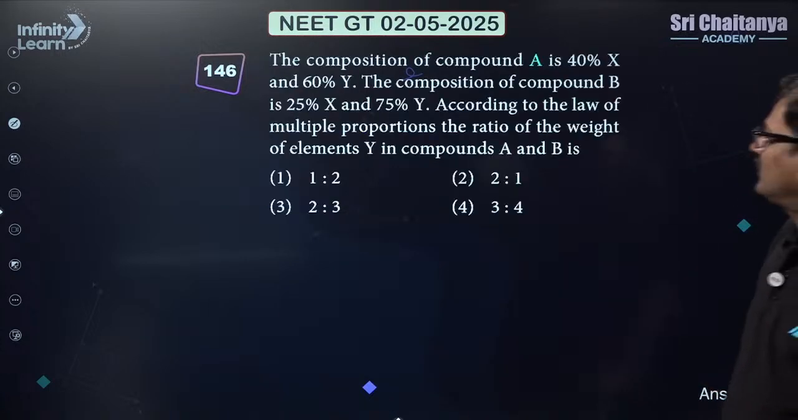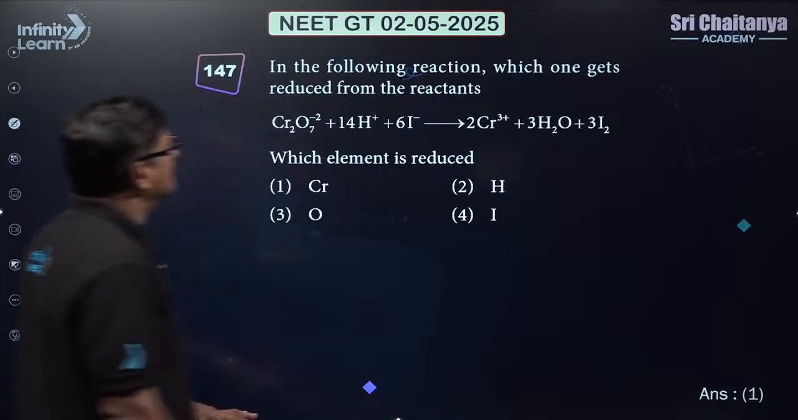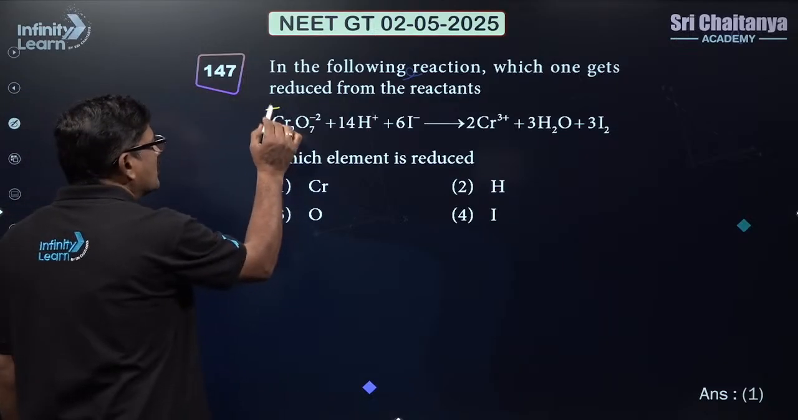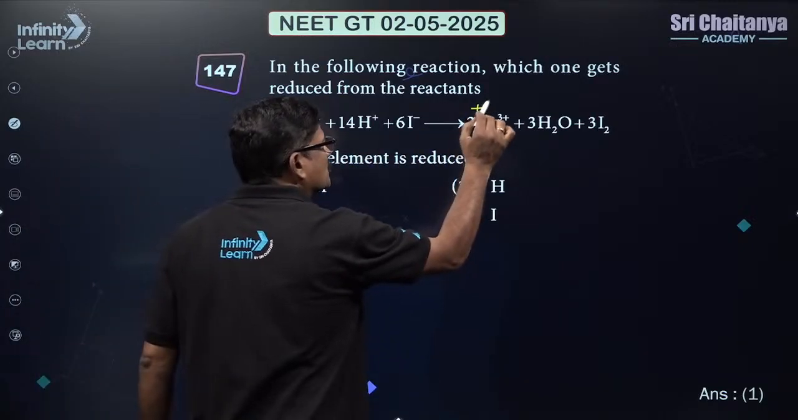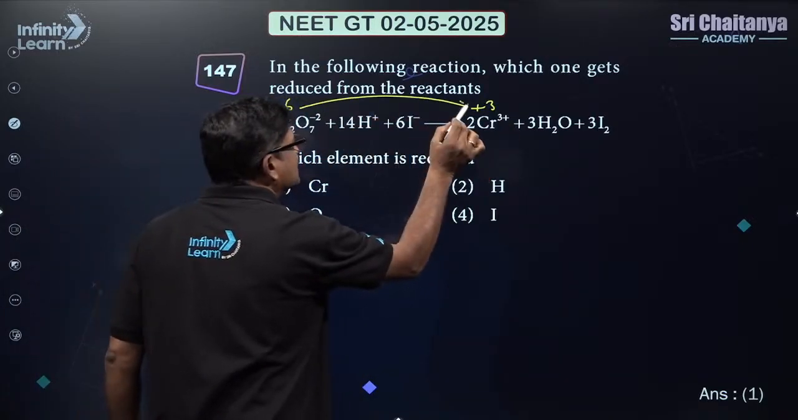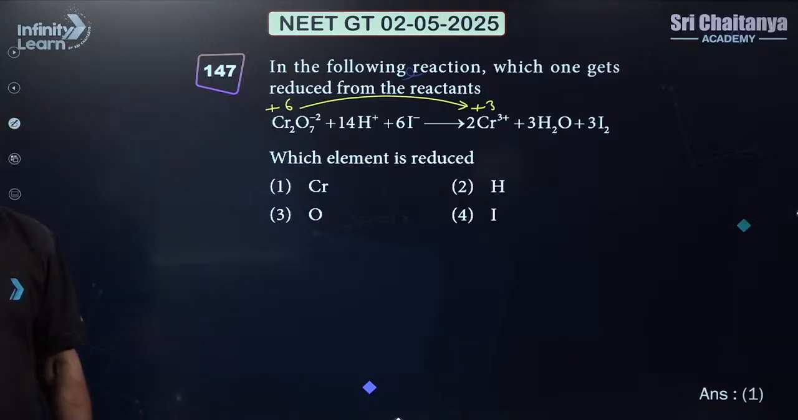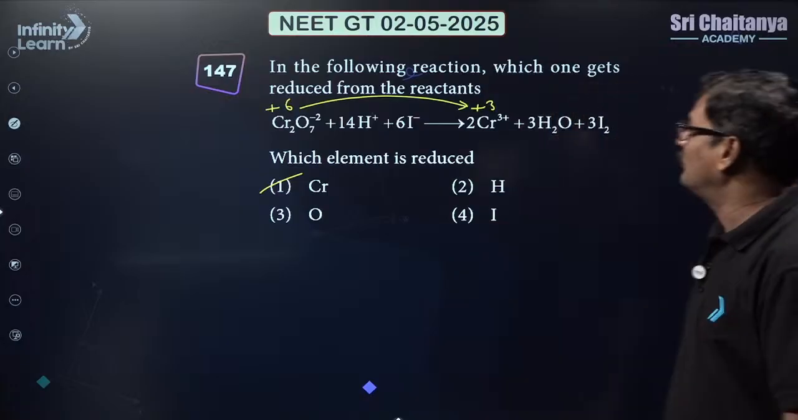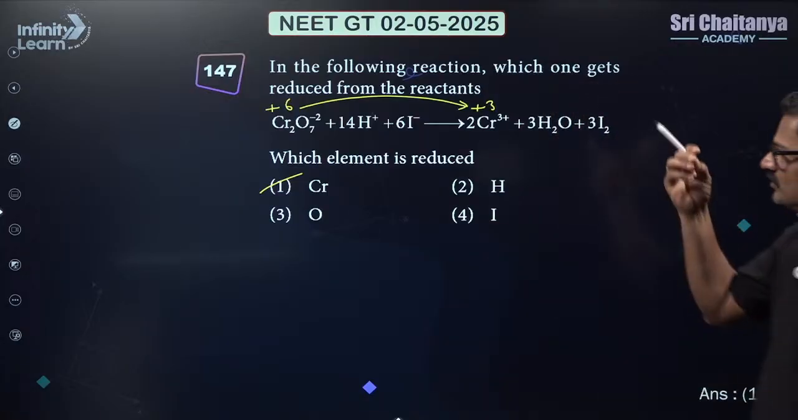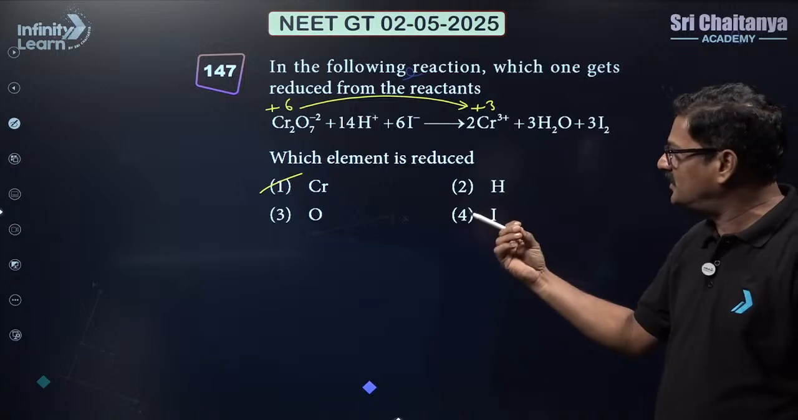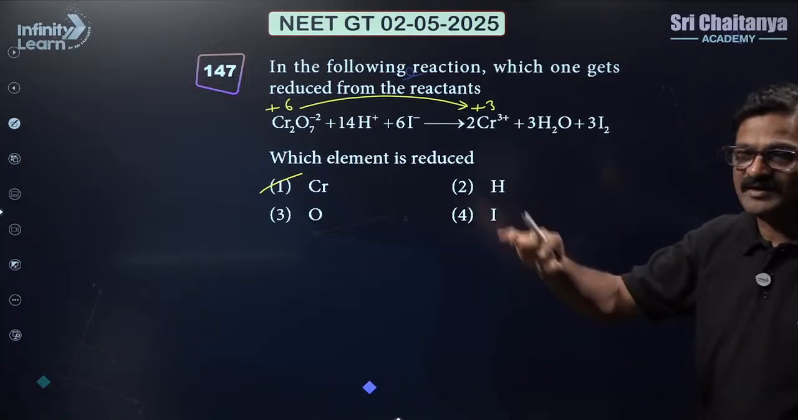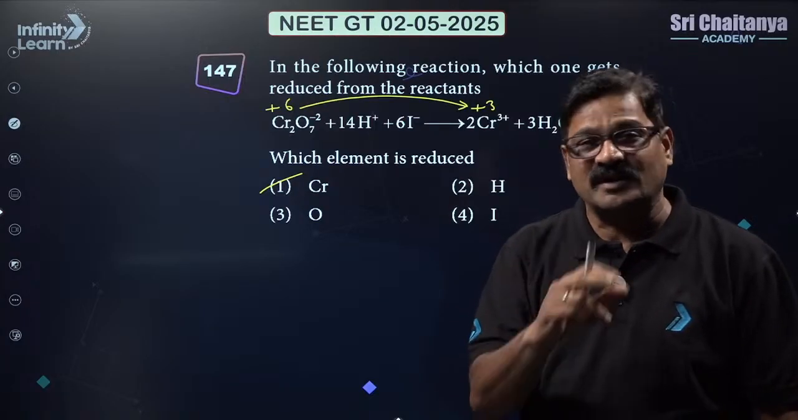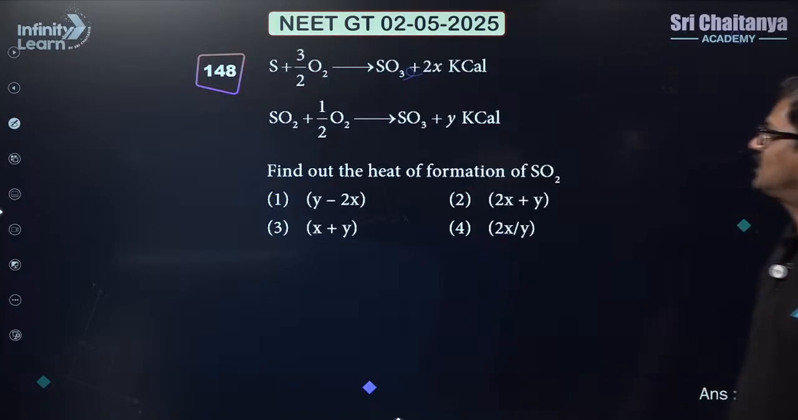Okay. And in the following reaction, which one gets reduced from the reactants? So it is going to be +6 oxidation state. It is going to be +3 oxidation state. Decrease in the oxidation state is called reduction. Chromium is getting reduced. Fantastic. Now, you see how I am solving the paper. It is simply swift and speedy. So for the NEET examination, the game is speed, and accuracy plays a crucial role.